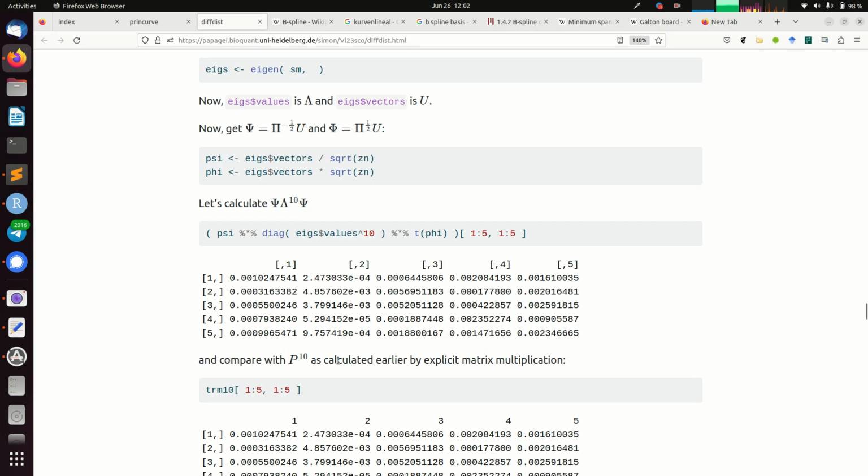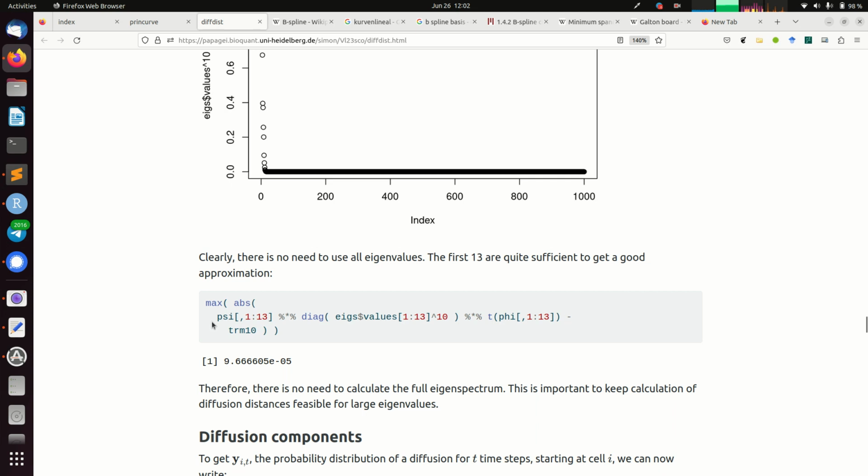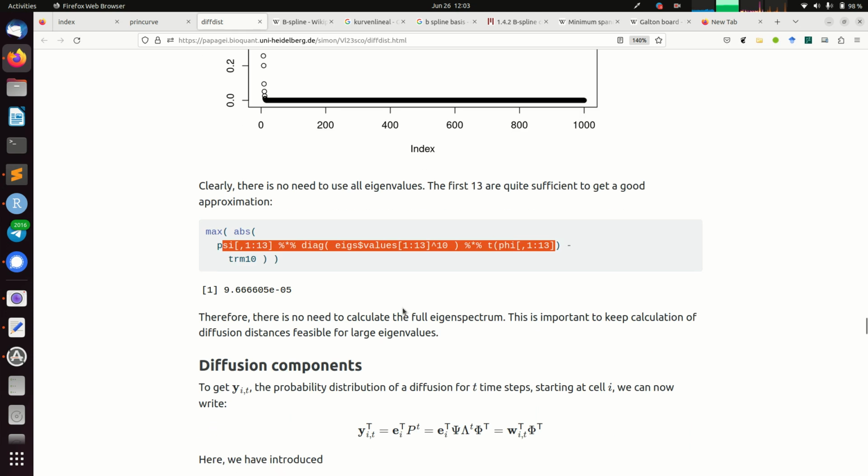So that's what I've shown you here, where I said, okay, let's only take the first 13 eigenvectors and eigenvalues of this thing and compare with the manually calculated matrix of the full thing. And you see the difference between the full transition matrix to the 10th power and this truncated version with only 13 values is quite low. So we're nearly the same. But we still have one issue. The full transition matrix is an n by n matrix. And if we have 100,000 cells, then n by n is too large for our memory.